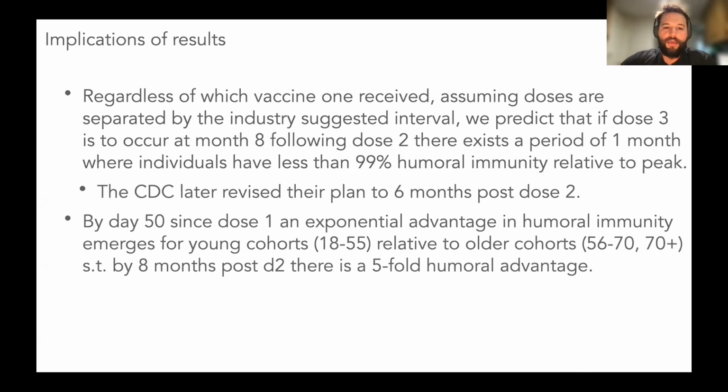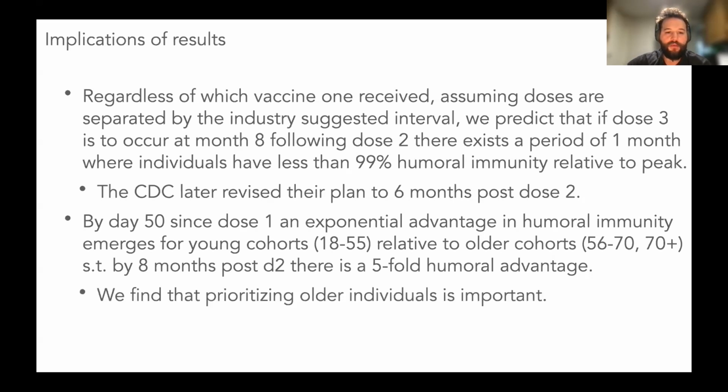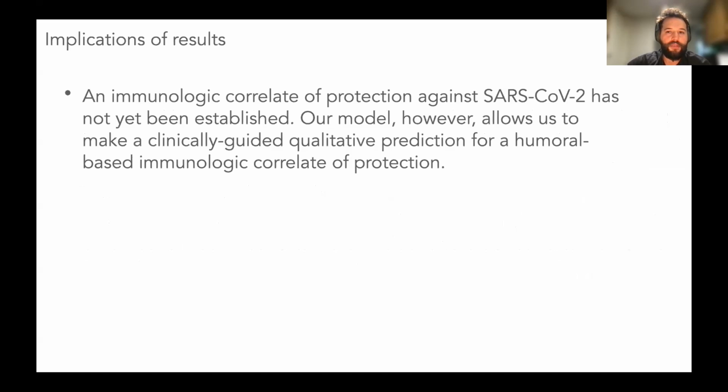And this is just reiterating the age-related results, such that for a younger cohort, there's about a 5-fold humoral advantage predicted compared to an older cohort in humoral immunity by day 265, which suggests prioritizing older individuals is of course important.